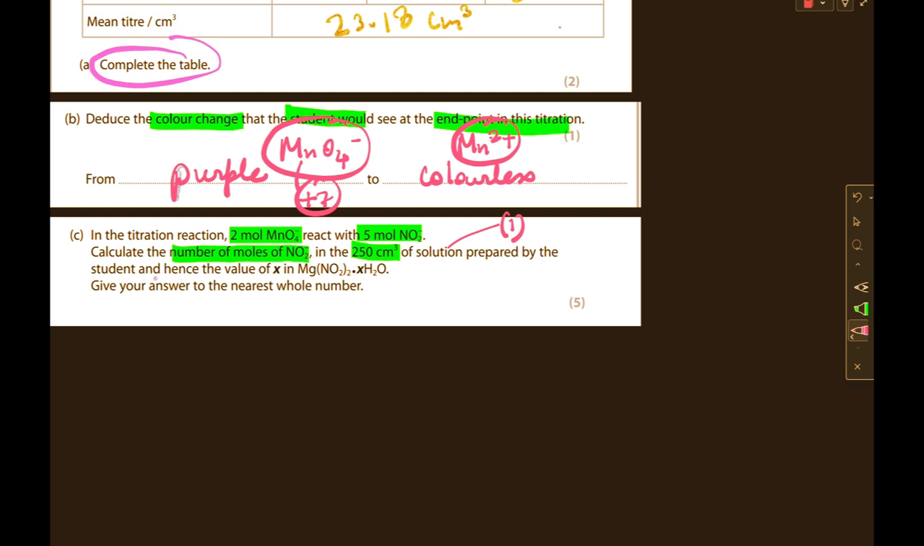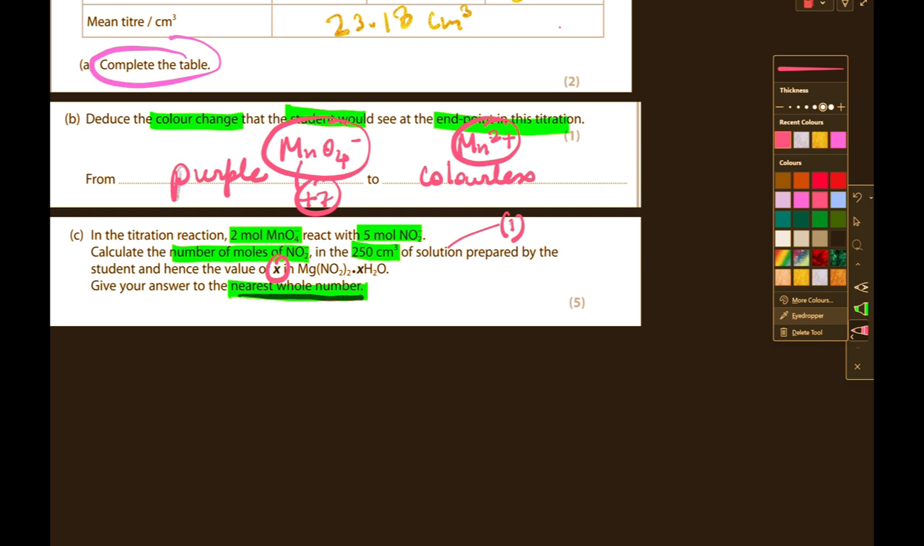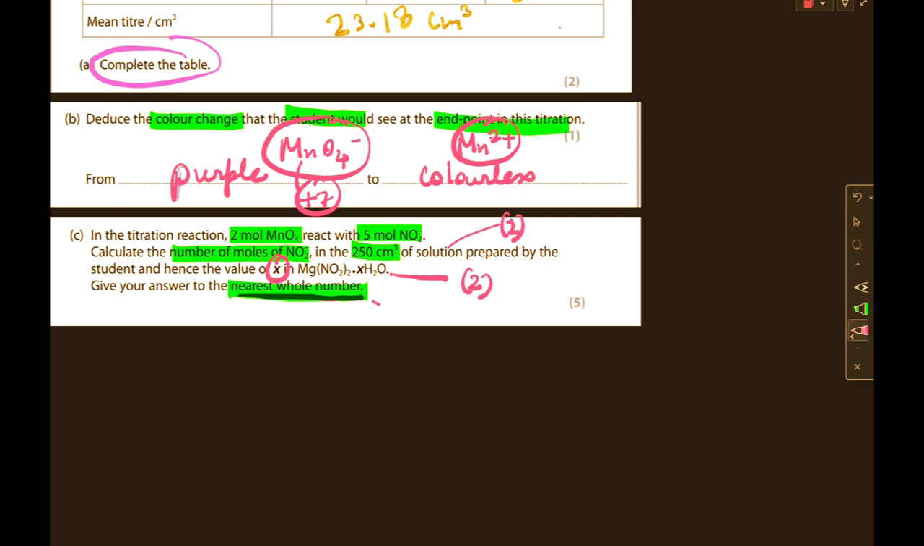And then by the student, and hence the value of X you need to calculate. And give your answer to the nearest whole number. Please do not miss this out, because that's the final marking point. So 2 marks you will gain over here, and 2 marks over here, and 1 mark for writing the answer to the nearest whole number.